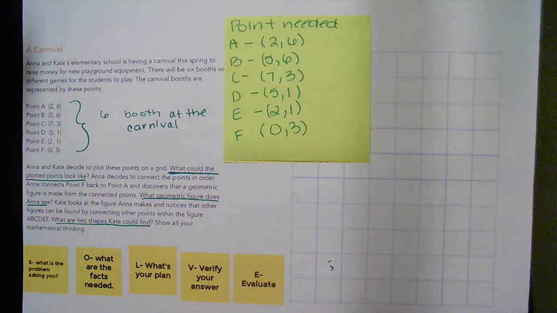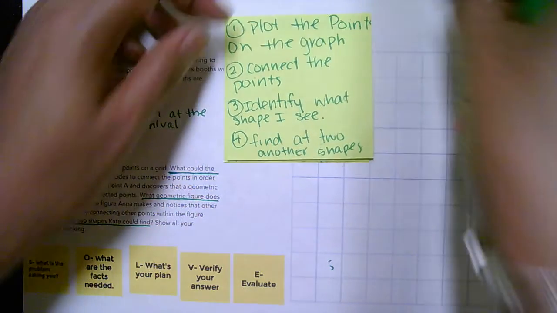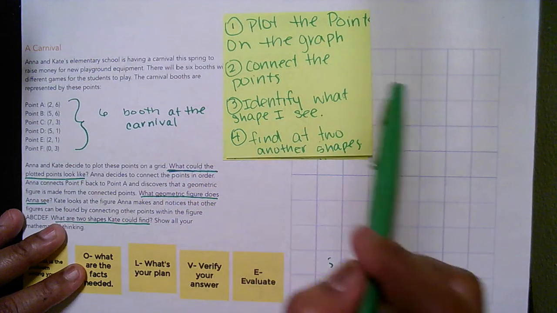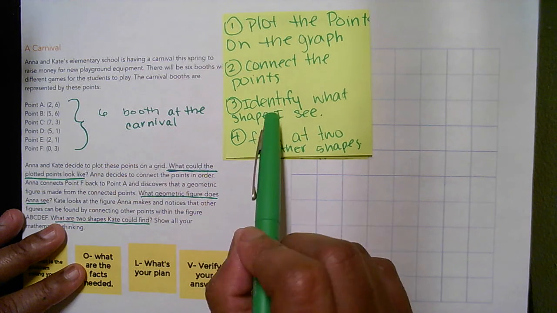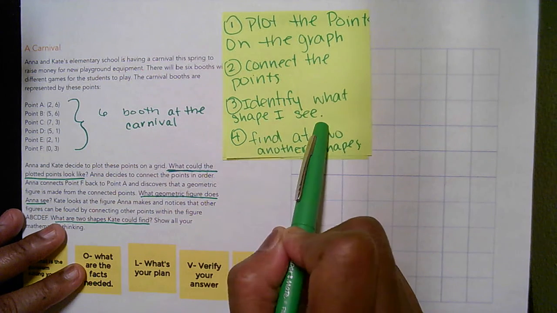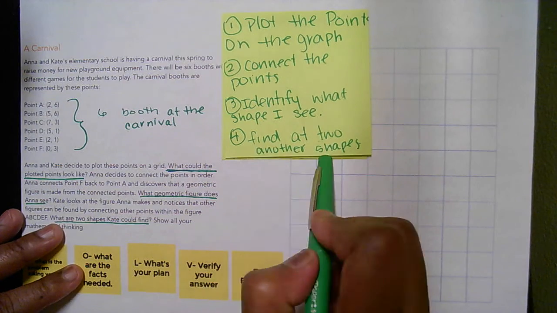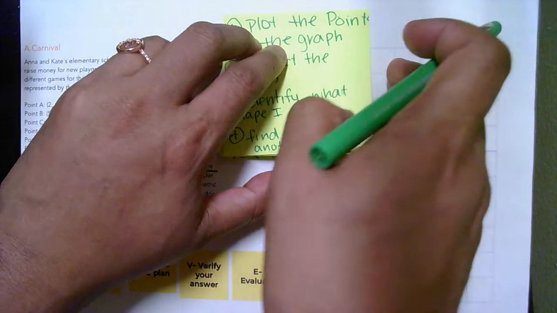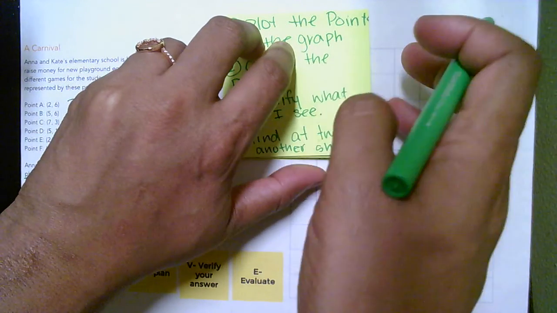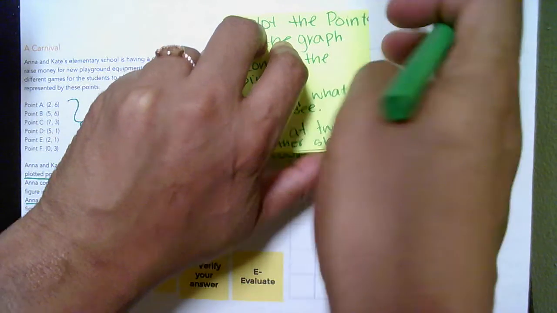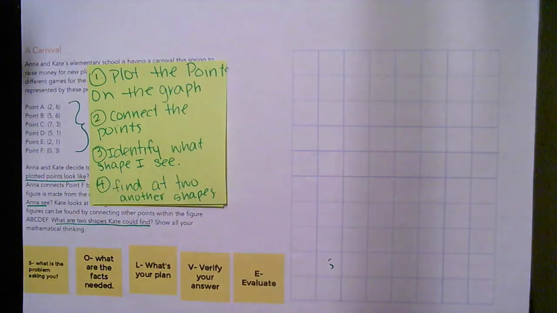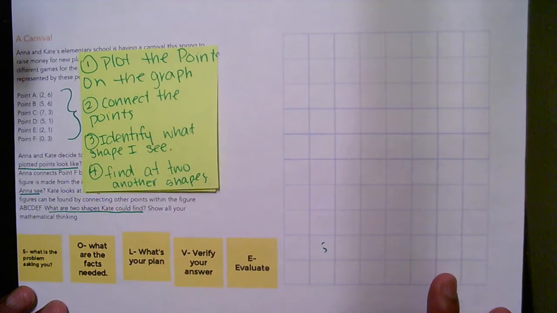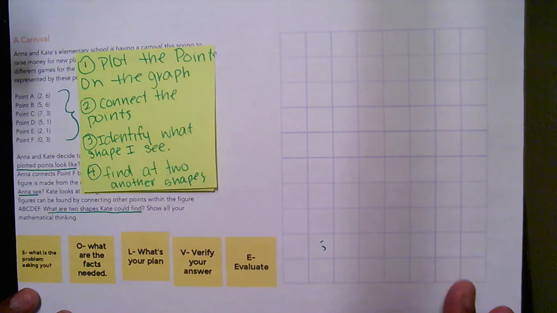Now, what is my plan? So here's my plan. First, I'm going to plot the points on the graph or the grid, connect the points, identify what shape I see, and then find 2 other shapes. Okay? So let's get started on this problem here. At any time that you need to pause the video, please pause the video.